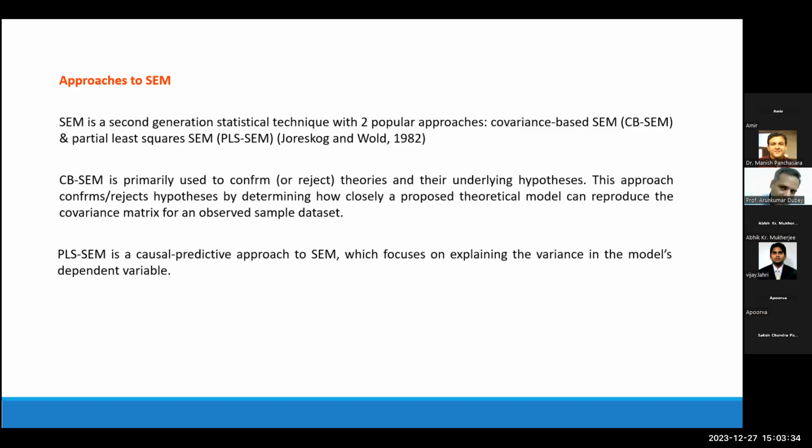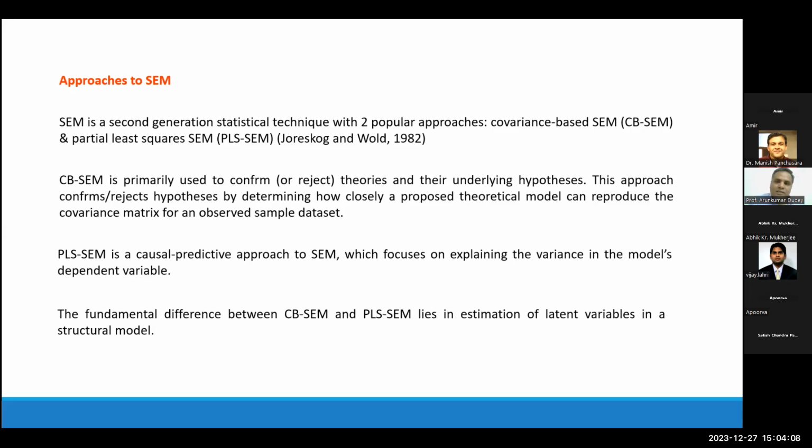But again, I said, now the line in most of the research is getting blurred, or that line is not that big, and people are using CB-SEM and PLS-SEM interchangeably. You'll come across a number of papers. I'll show you a couple of papers where people have used PLS-SEM for large data sets as well. But just remember, if you want to maximize the variance in the dependent variable, or if you want to maximize your R square, then PLS-SEM should be your focus.